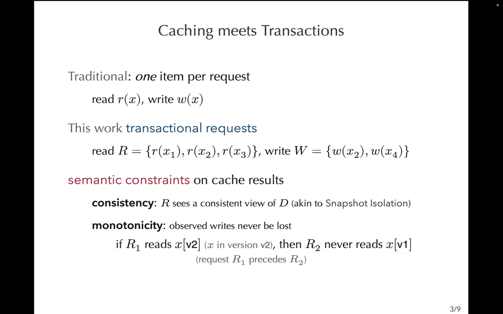Monotonicity concerns multiple subsequent transactions. For example, if a read transaction observes the second version of a requested item X, then any subsequent read transaction must not see the older version 1 of X. So the observed change of X from version 1 to version 2 is not lost.